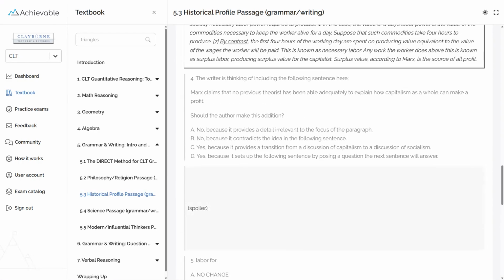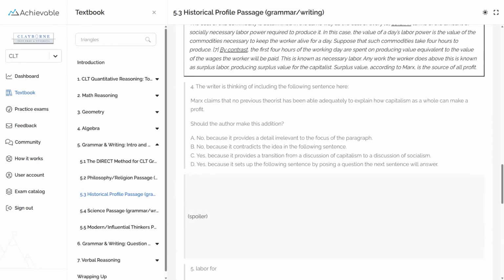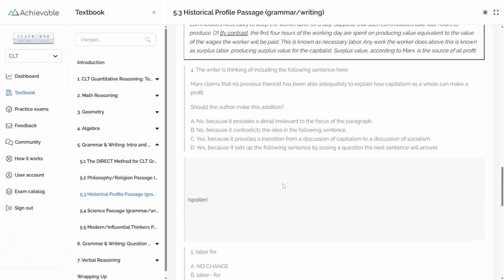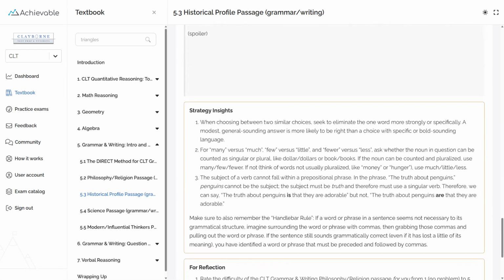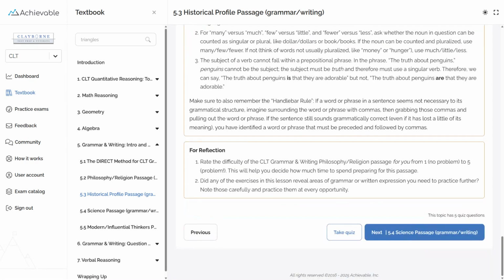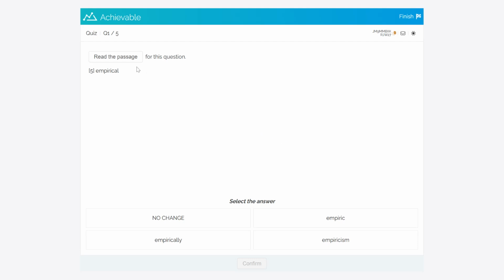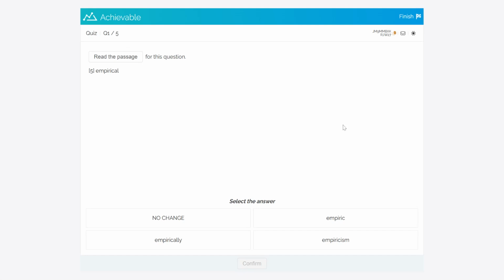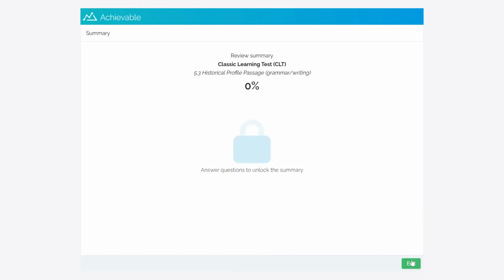Notice that the format is not exactly the same as on the CLT where the entire passage is printed to the right. We've done that so that you can really focus in on individual paragraphs and individual questions one at a time. So as you come down through it, you'll notice that it then gives you strategy insights, some questions for reflection, and then allows you to take a quiz, which will actually send you to more questions that are connected to the passage. So with the quiz, you'll have to click read the passage to come back to it, take the quiz, and then return to the original material.